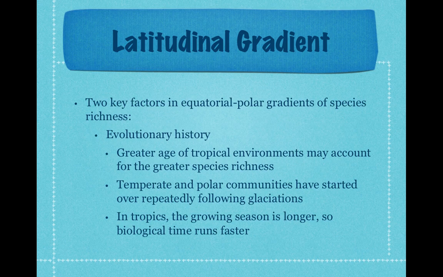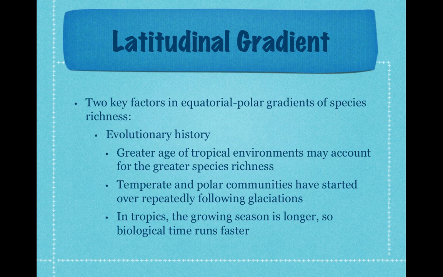So if we talk about evolutionary history, Darwin was one of the first people to point out that the tropical ecosystem, that climate, that environment, is the oldest of all environments on the globe. And so that simple age in and of itself probably has a huge influence on why we see greater species diversity or species richness there, just the simple fact that they've had time to evolve all of these different organisms.